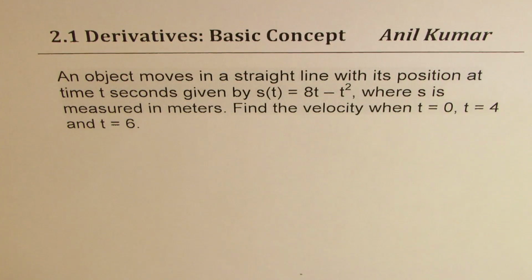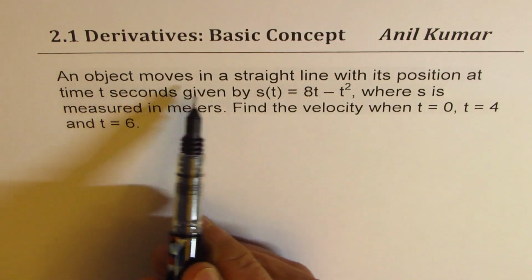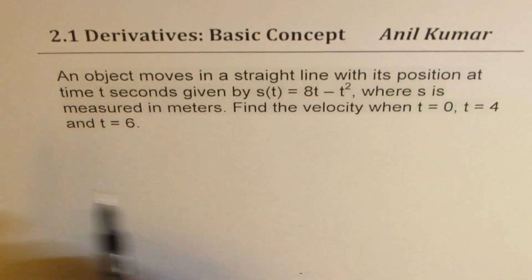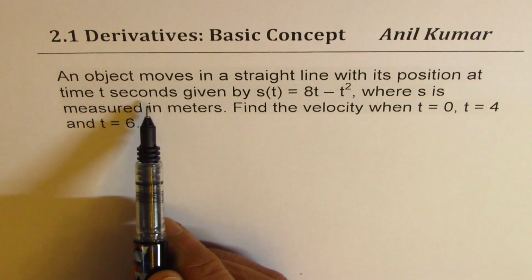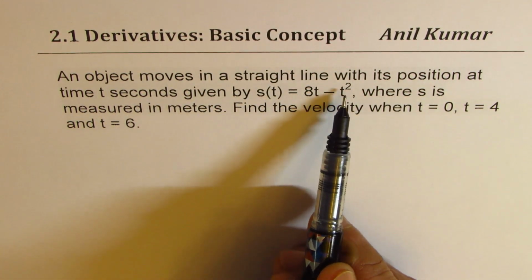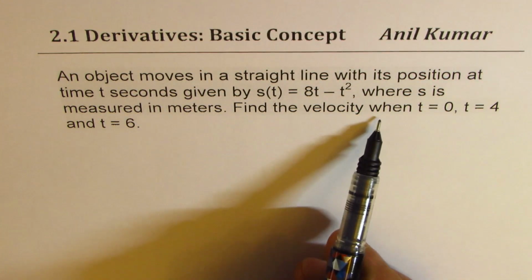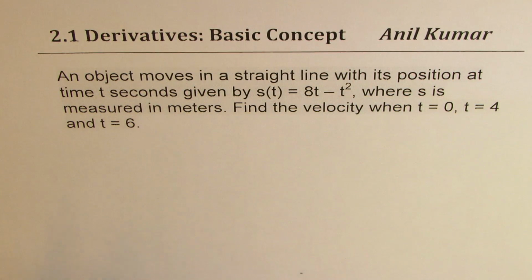Here's the last example from our series on 2.1 review. The question here is, an object moves in a straight line with its position at time t seconds given by s of t equals 8t minus t squared, where s is measured in meters. Find the velocity when t equals 0, t equals 4, and t equals 6. You can always pause the video, answer this question, and then look into my suggestions.